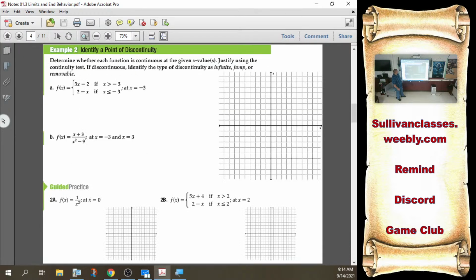Those are with just the beginning. I'm going to test at 0. 0 is a nice, easy point to work with. Now we're going to start monkeying around with different types of functions and different types of discontinuity.